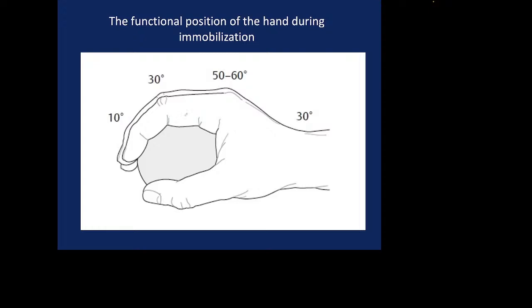Typically, the functional position of the hand, which doctors use to immobilize the hand, is as if we keep a ball in the hand, and this is the degree of flexing of most joints in the hand. You see that about 30 degrees is the functional or physiological position for the wrist joint.